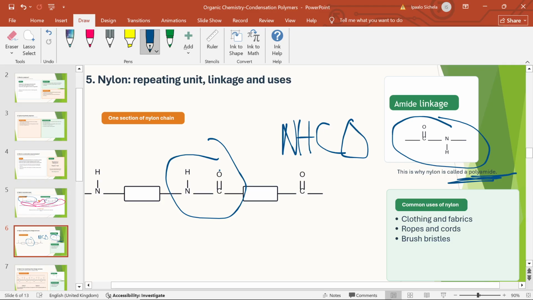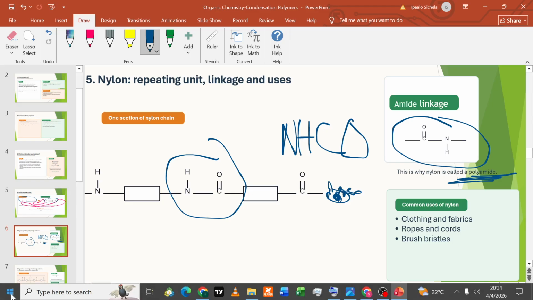Now what if you were told to write 2 repeating units of nylon? Because this is just 1 repeating unit of nylon. If you want to write another repeating unit to make them 2, you just rewrite the entire thing and put it here. So you write whatever remains for diamine plus whatever remains for dicarboxylic acid, then combine it here. Then you have 2 repeating units of nylon.